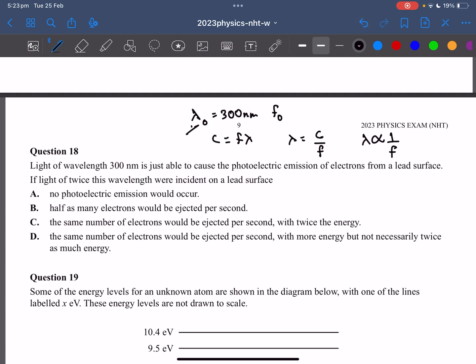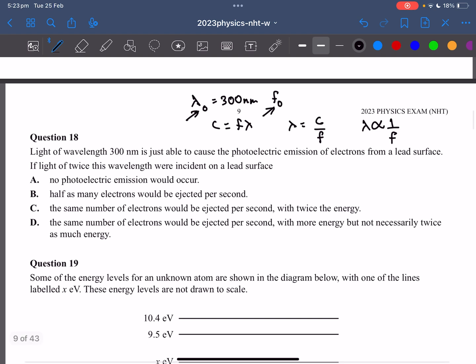So if this is my threshold wavelength, which corresponds to a threshold frequency, now if I were to double that, my threshold frequency will be halved. And that means no emission would occur, right? So our option is going to be A for this one.